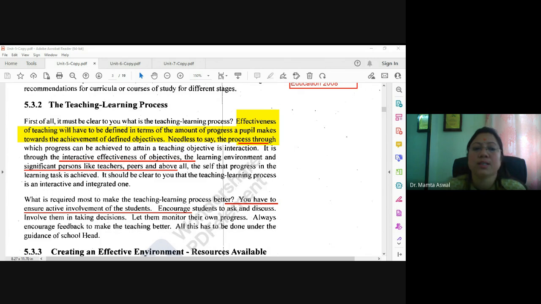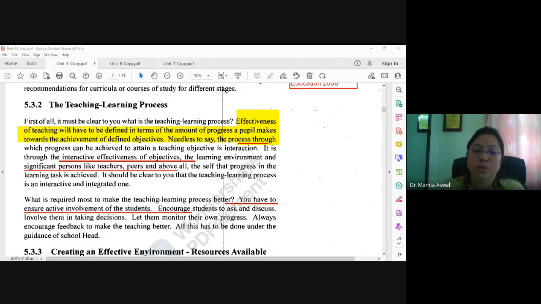So obviously in a teaching learning process, that will happen inside the classroom or outside the classroom. So that teaching learning process will decide the students' development, or the students' learning, how much the student is able to learn inside the classroom or outside the classroom. So the interaction is one of the important things. The learning environment is the second important thing. And then what kind of teacher is there, what are the abilities of the teacher, what kind of peers does the child have.